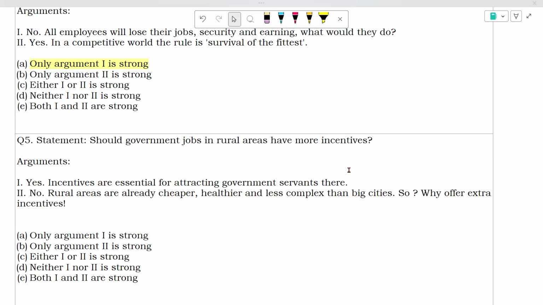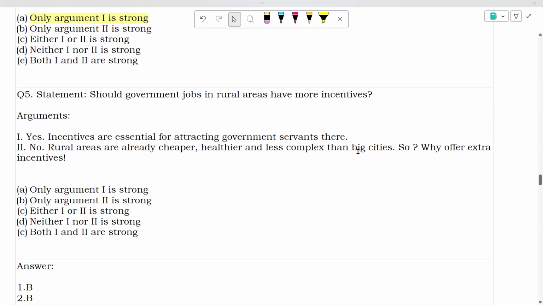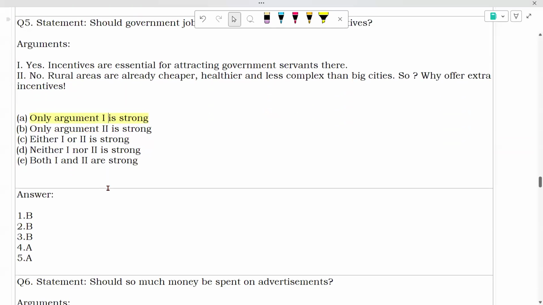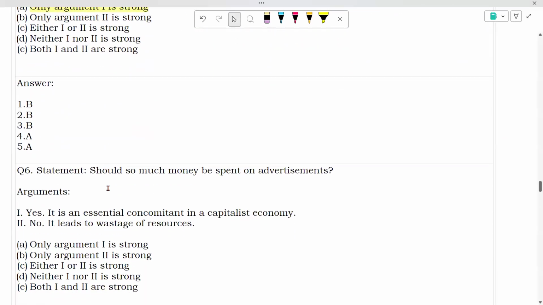Now come to no. Rural area are already cheaper, healthier, and less complex than big cities. So why do people go to cities? So why offer extra incentive? Is it a very good argument? No, I don't think. So it is a weak argument. So this will be the answer. Now this is the thing. Now come to sixth one.